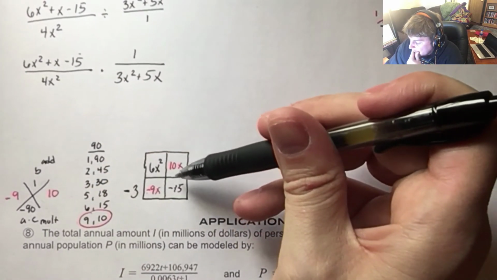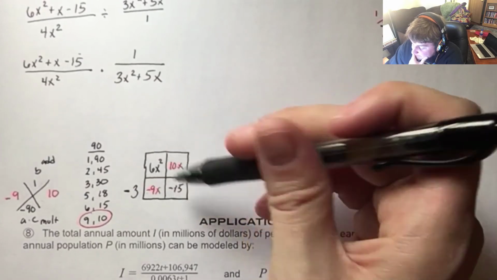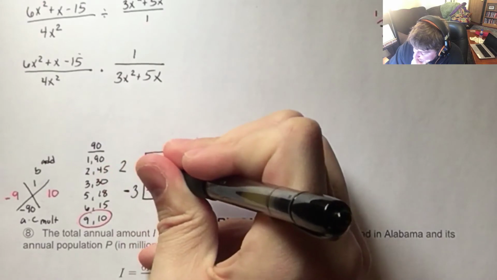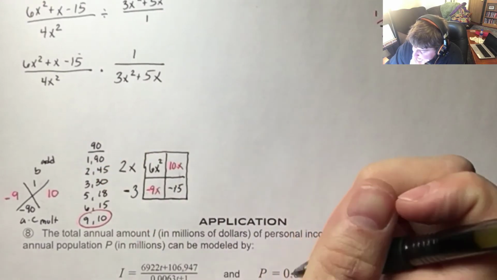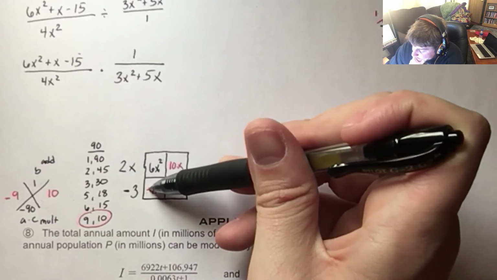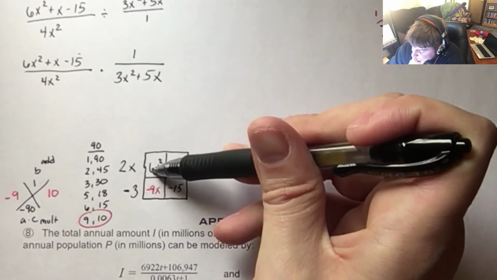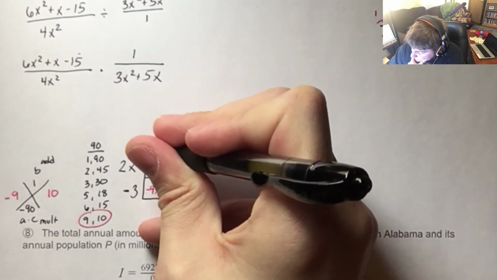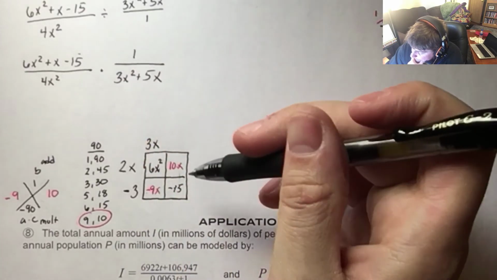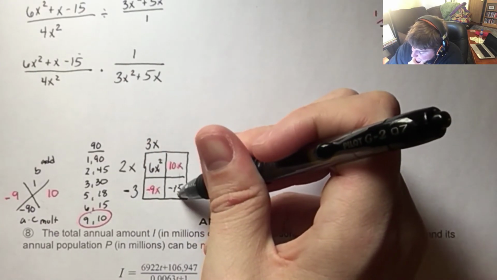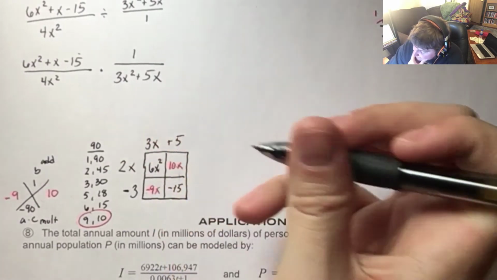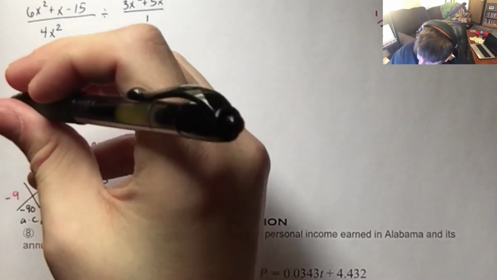You can do the same here. What's the largest value that divides evenly out of both of these? 6 and 10, the largest number is 2. X squared and x, the largest value is x. For 6x squared and negative 9x, the largest number that divides out of 6 and 9 is 3, and the largest that divides out of x squared and x is x. And then here, 10x and negative 15. What's the largest number that divides out of 10 and 15? That's just 5. Okay, so there are my two factors.